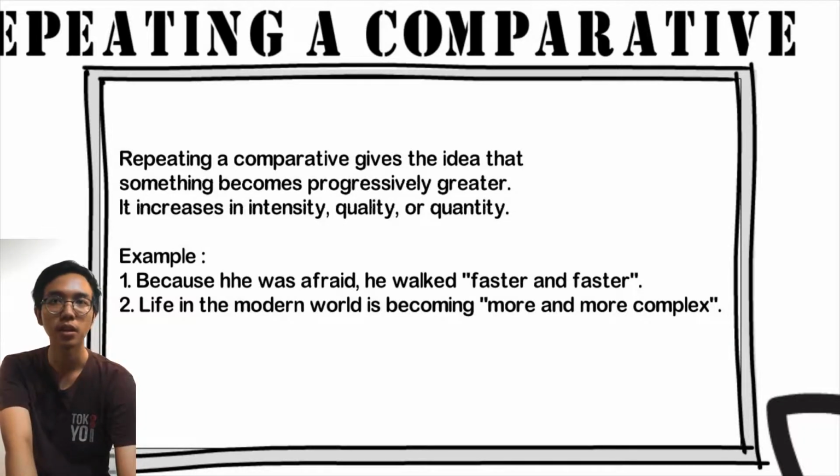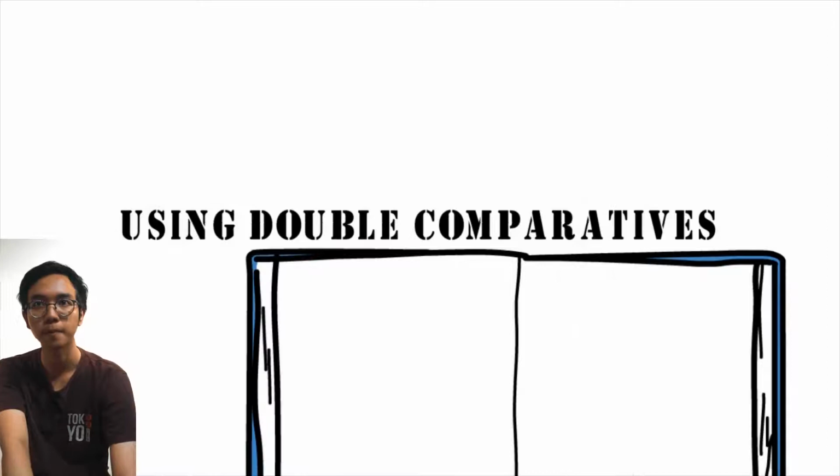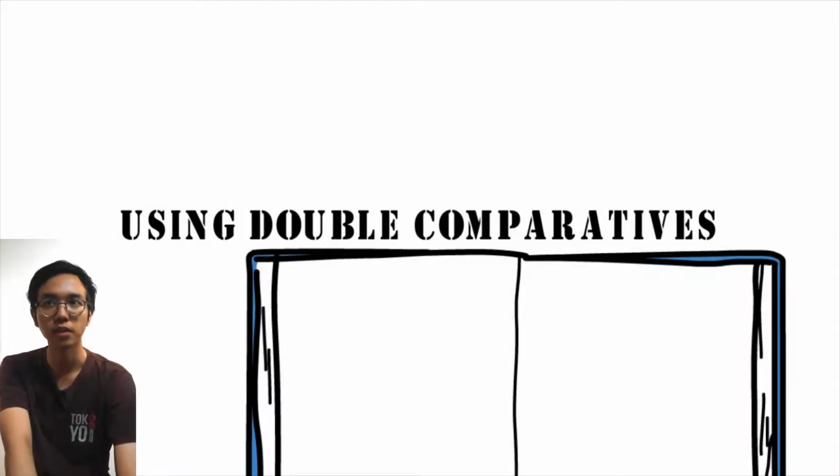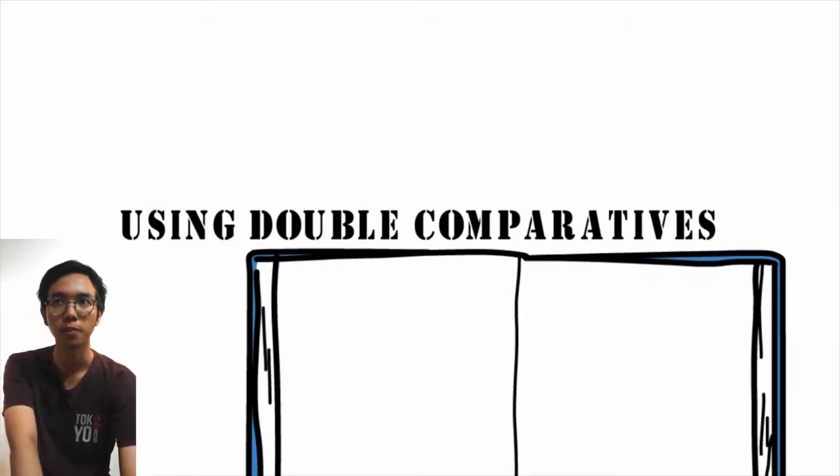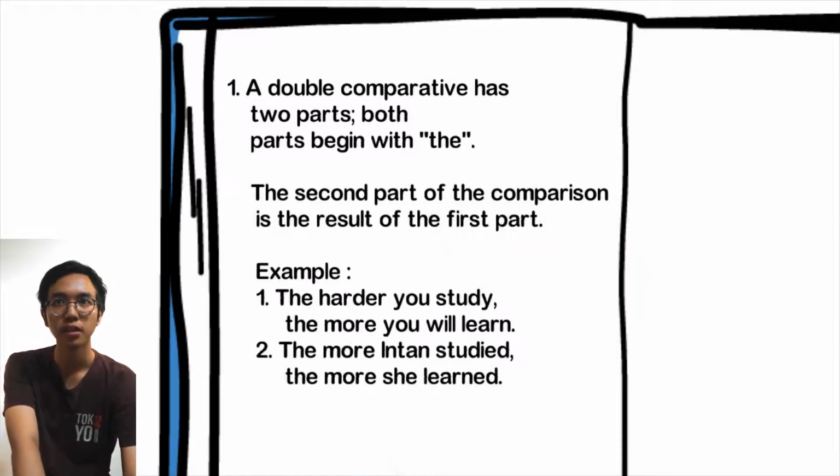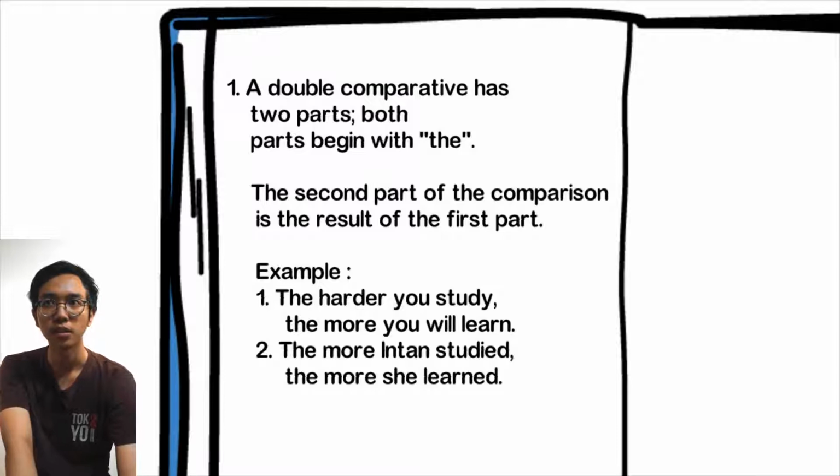Next, using double comparatives. A double comparative has two parts. Both parts begin with the. The second part of the comparison is the result of the first part. Example 1. The harder you study, the more you will learn. Example 2. The more Intan studied, the more she learned.